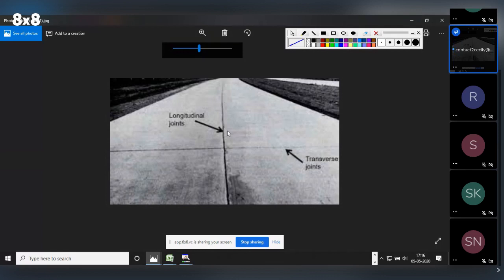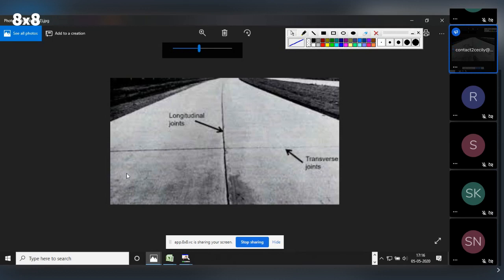Now, what is a tie bar? Where do we use this tie bar? What is the purpose of this tie bar? Before that, I will show you some images. See, this is the rigid pavement, right? This is one lane, this is the second lane. A two lane pavement is there. This is a two lane roadway.